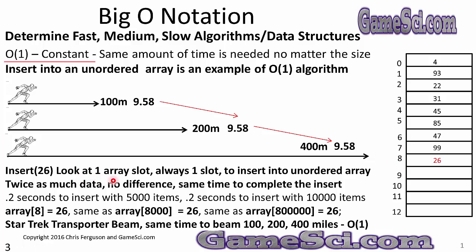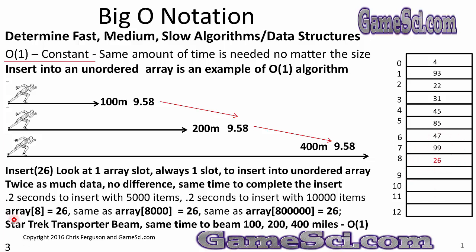It doesn't matter if I had twice as much data. No difference at all. It would take the same time to complete the insert. Whether I was going to slot 8 or slot 16 or slot 32 doesn't matter. All I need to do is go to the end of my data and insert something at the end of my unordered array. If it took 0.2 seconds to insert when the data item had 5,000 items, then it'll take the exact same 0.2 seconds to insert with 10,000 items or 100,000 items. It doesn't matter. If all you're doing is going to the end of the array and inserting into that one slot, it's an order of 1 algorithm.